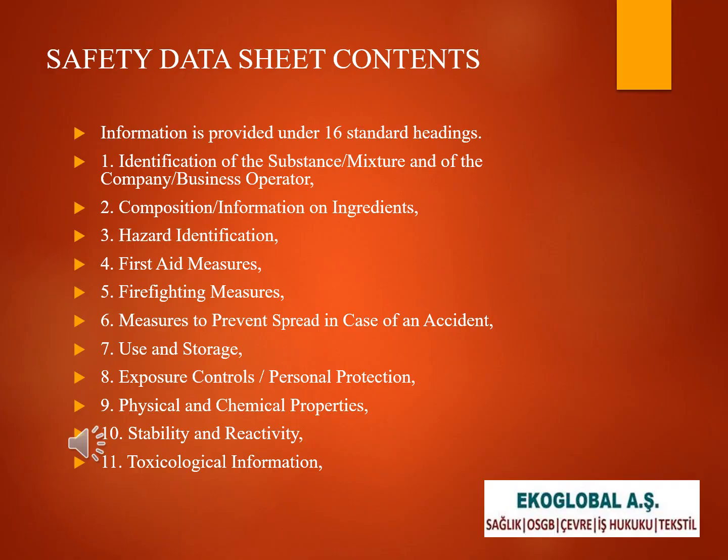Safety data sheet contents. Information is provided under 16 standard headings. 1. Identification of the substance/mixture and of the company/business operator. 2. Composition/information on ingredients. 3. Hazard identification. 4. First aid measures. 5. Firefighting measures. 6. Measures to prevent spread in case of an accident. 7. Use and storage.